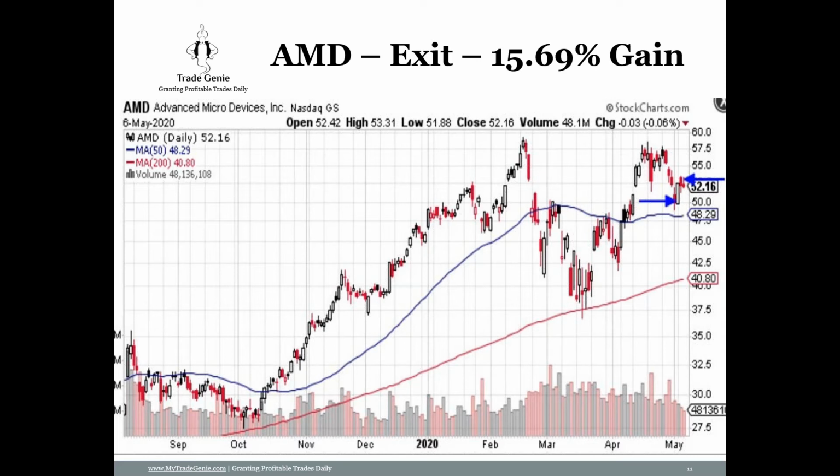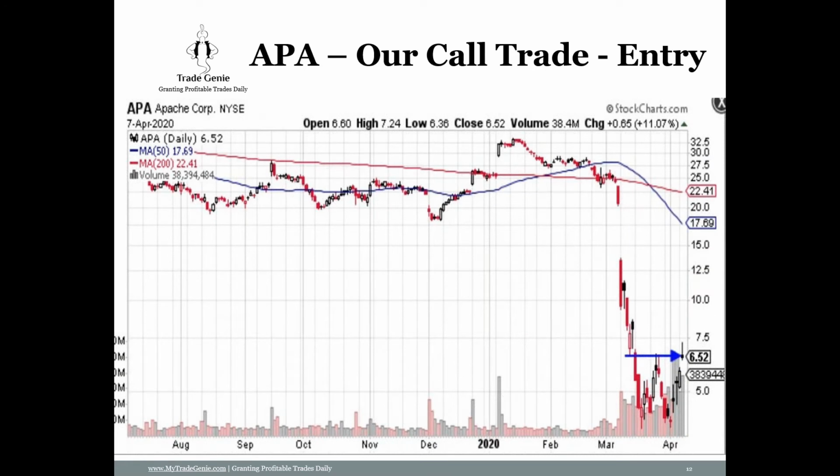Shoot first, ask questions later, or whatever it is. So we took the 16% gain because the market was coming down. That was the reason. Otherwise, we would have stayed long, and AMD just went right here to 57.